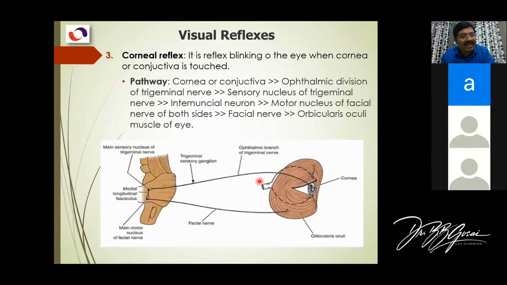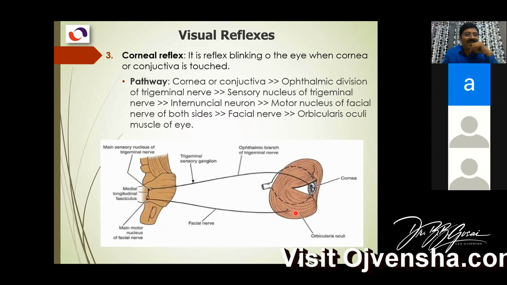The other is the corneal reflex. It is simple. Whenever some dust particle falls on the cornea, there is irritation. So the sensory fibers go by the ophthalmic branch of the trigeminal, and they go to the sensory nucleus of the trigeminal. From there, this will project to the motor nucleus of the facial nerve, and then the facial nerve will go to the orbicularis oculi. So suppose some dust is coming, you immediately close the eye. Clear? So it is a protective reflex.